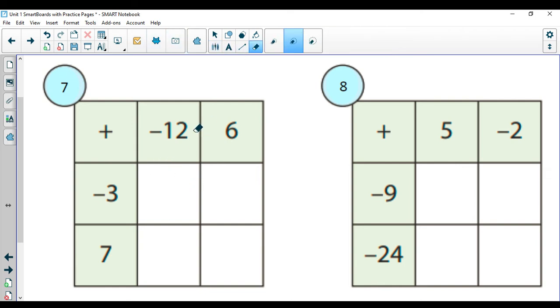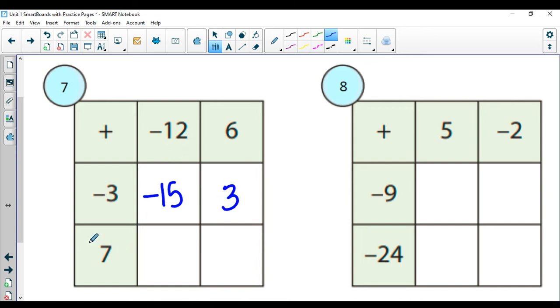So if I have 2 negatives, a -12 and a -3, they're going to add together and keep the negative sign. 6 plus a -3. You have 6, you owe me 3. You're going to pay me back the $3. You're still going to have money.